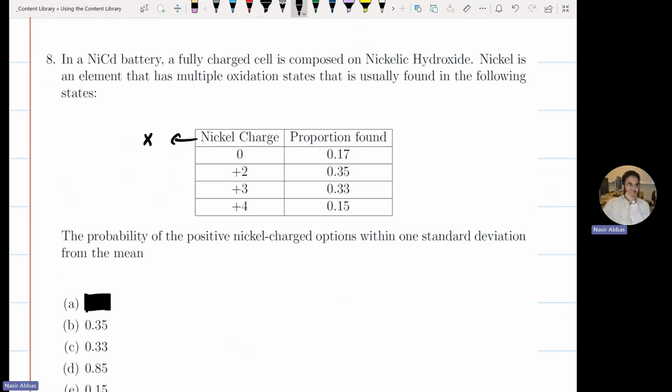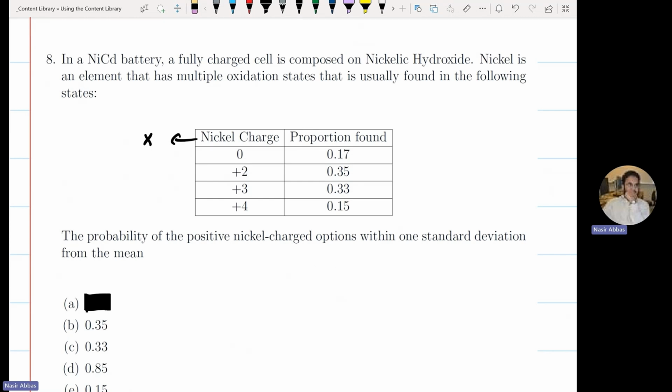The possible values of x are what? 0, 2, 3, and 4. 1 is not a possible value. So if in this question I ask you to give me the probability that nickel charge is 1, what will be your answer? 0. Any value that is absent in this table, the corresponding probability by default is 0. Okay. Now let us see what the question is.